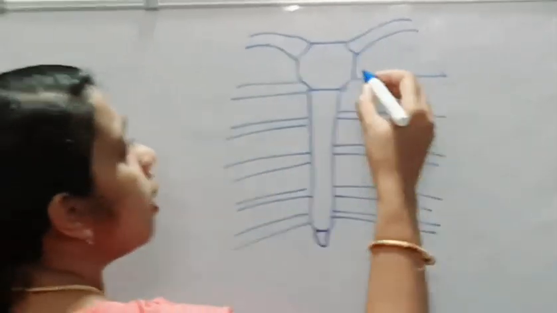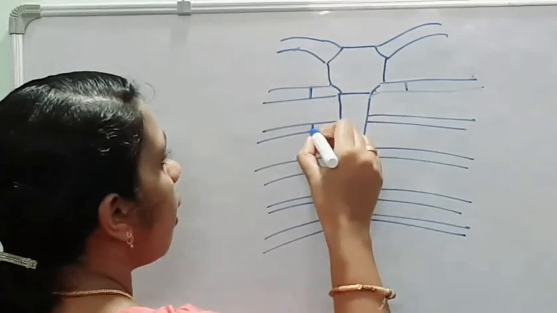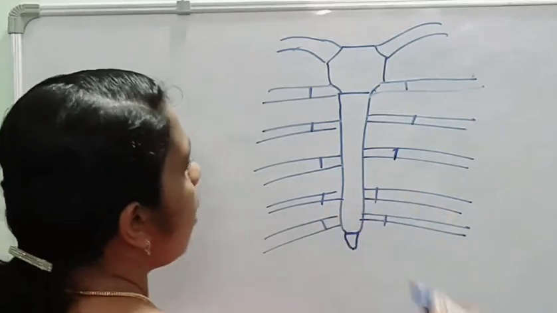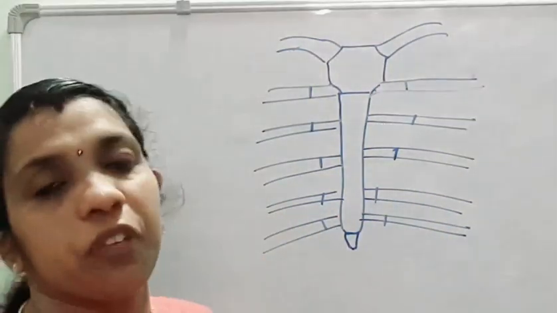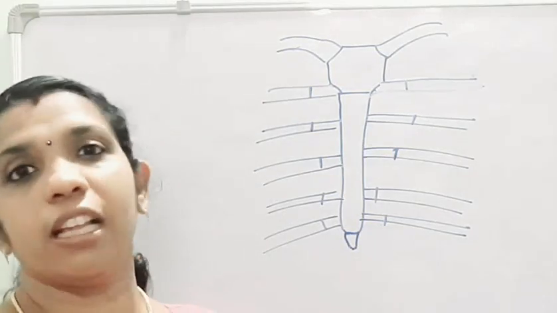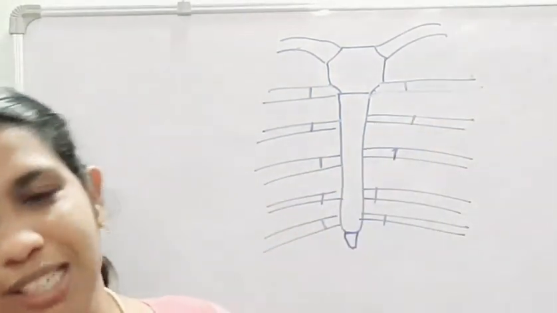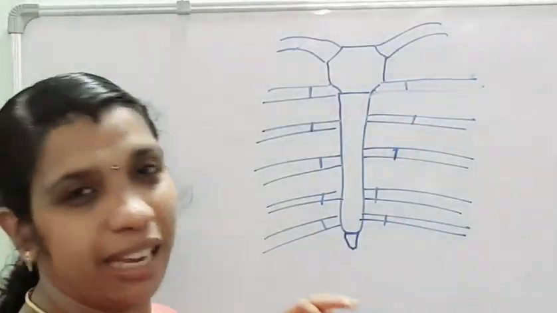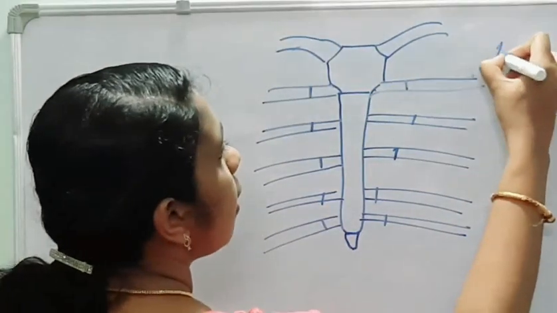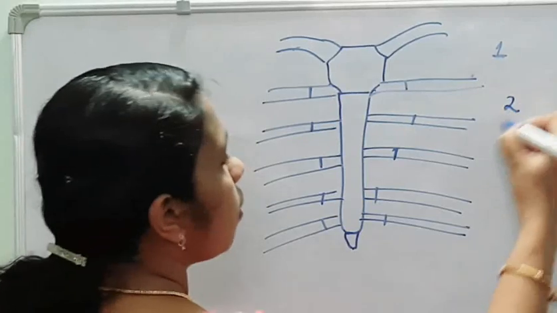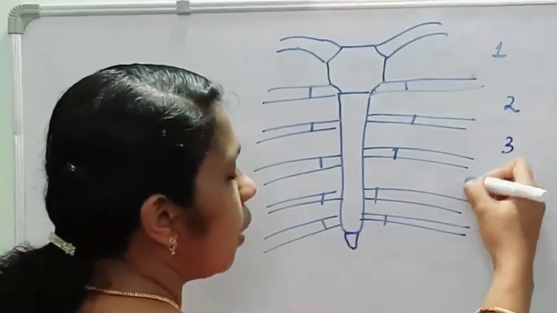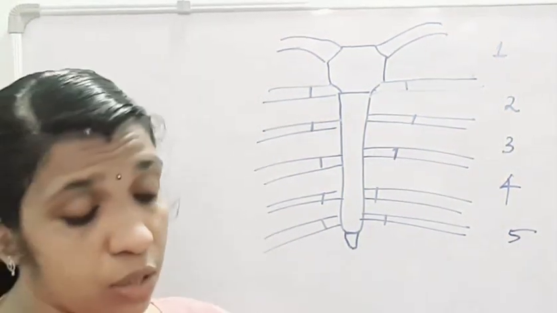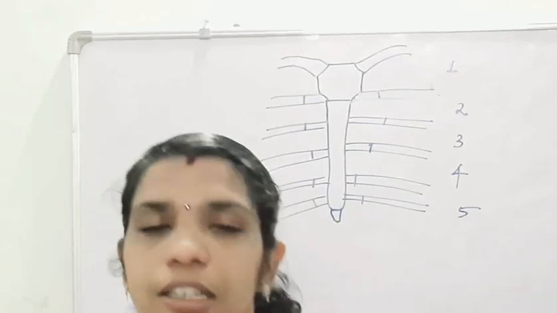The ribs are connected to the sternum by means of costal cartilage. The next thing we should remember is that the space between 2 ribs is known as the intercostal space. The space between the first and second rib is the first intercostal space. Second and third is the second intercostal space, 3 and 4 is the third, 4 and 5 is the fourth, and 5 and 6 is the fifth intercostal space. These are the basic things you should understand regarding the surface marking of the heart.